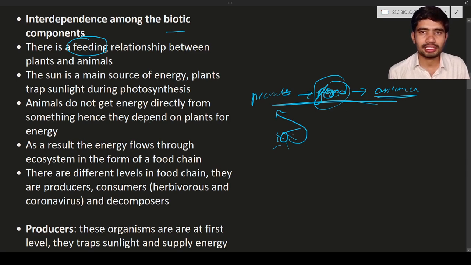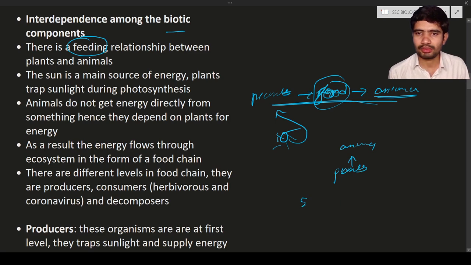The animals are getting the energy from the plants only. It means plants are taking energy from the sun, and these plants are going to produce the food material. That food is nothing but energy. That energy is taken by the animals. So as a result, the energy flows in the ecosystem. It means from the plants to animals. The energy is flowing.